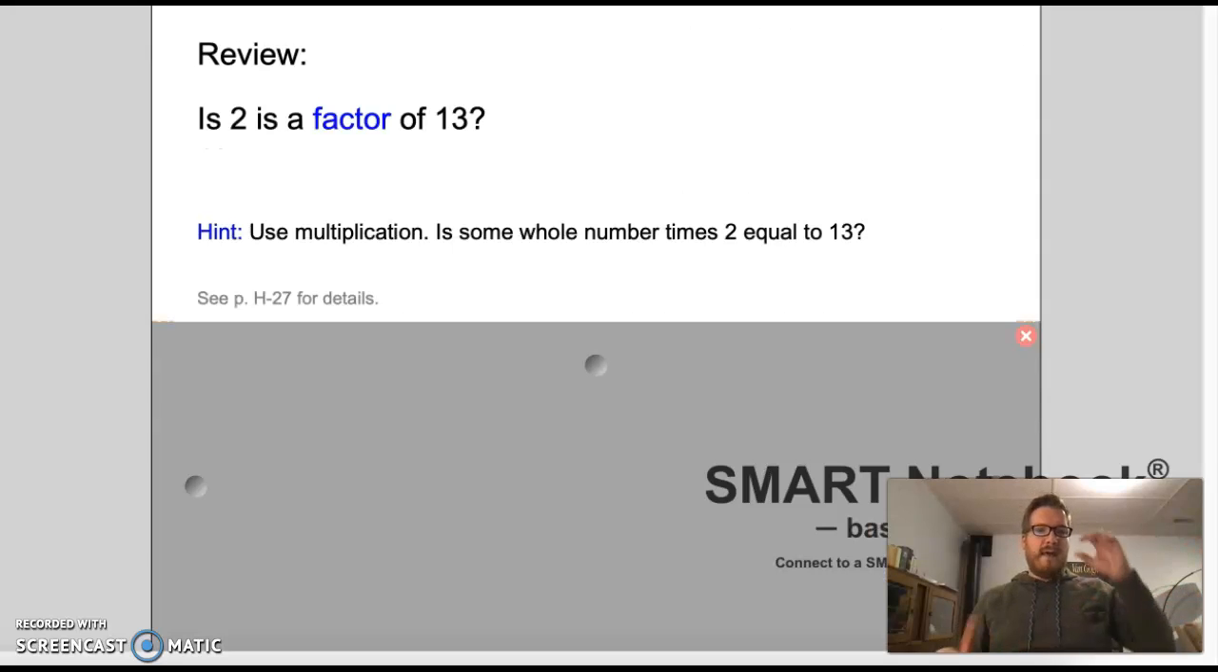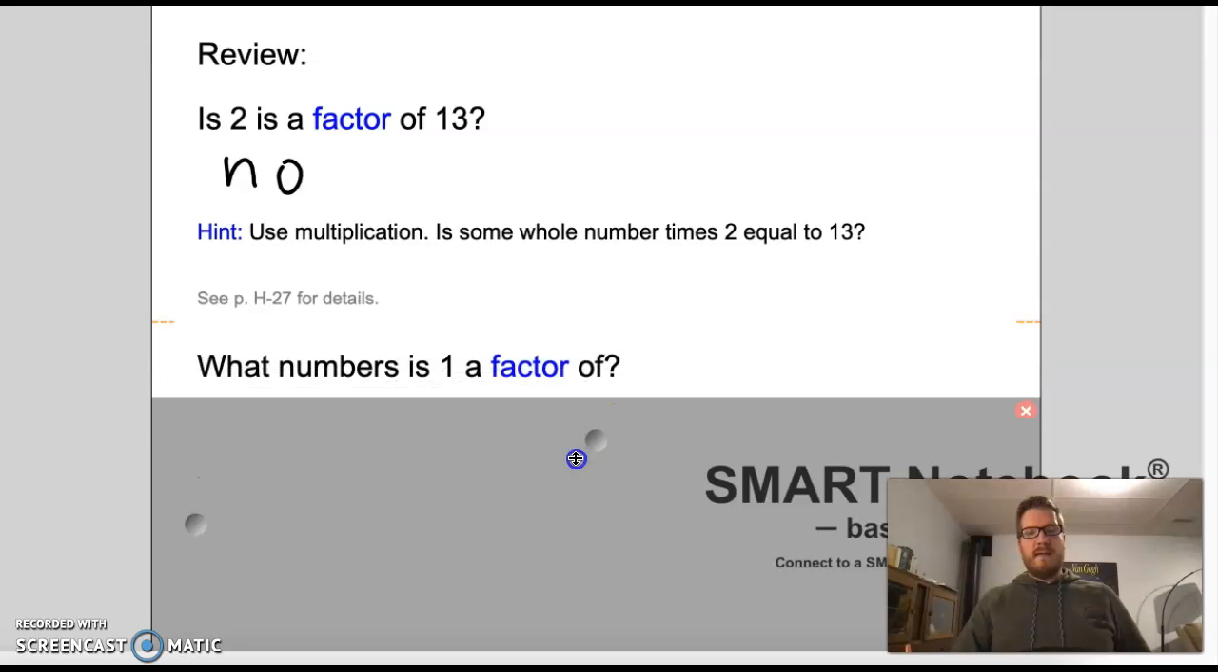We're first going to just look at remembering whether or not numbers are factors of other numbers. If we look at the number 2, the question is, is 2 a factor of 13? What we want to think about is, is there any multiplication question where 2 times something equals 13? And the answer to that is a resounding no. Nothing times 2 is going to be equal to 13, okay?